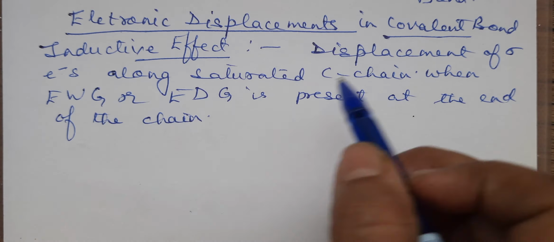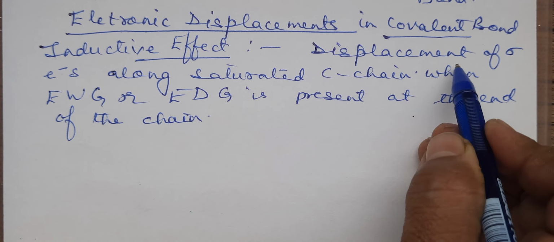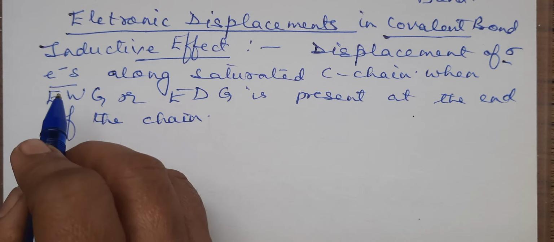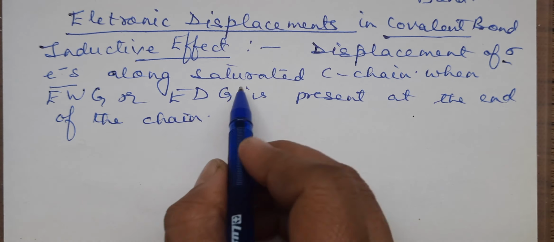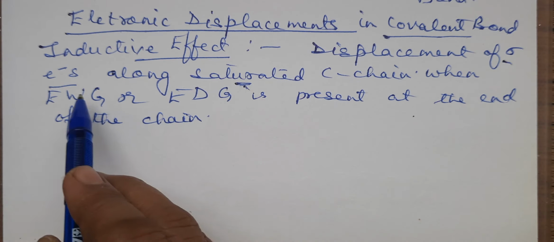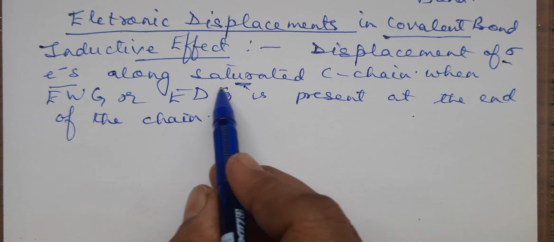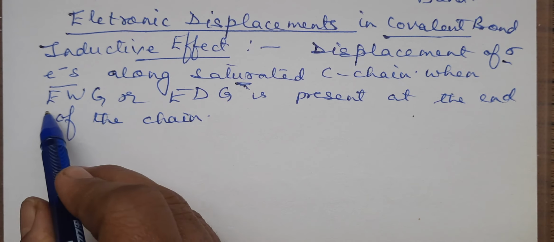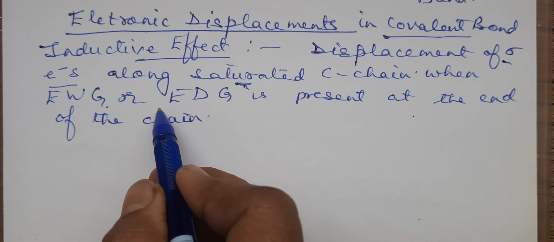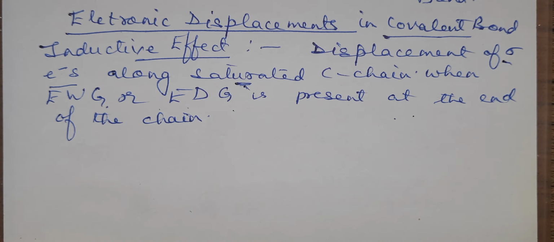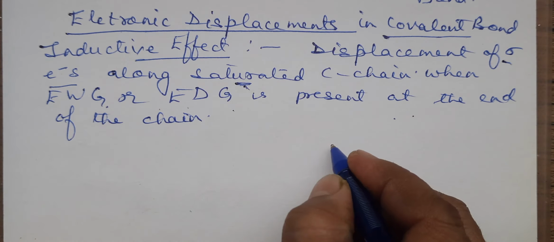Now, what is the inductive effect? It is the displacement of sigma electrons, not pi. That means it is only talking about saturated hydrocarbons. Displacement of sigma electrons along a saturated carbon chain when an electron withdrawing group or electron donating group is present at the end of the chain. Let me give you an example.